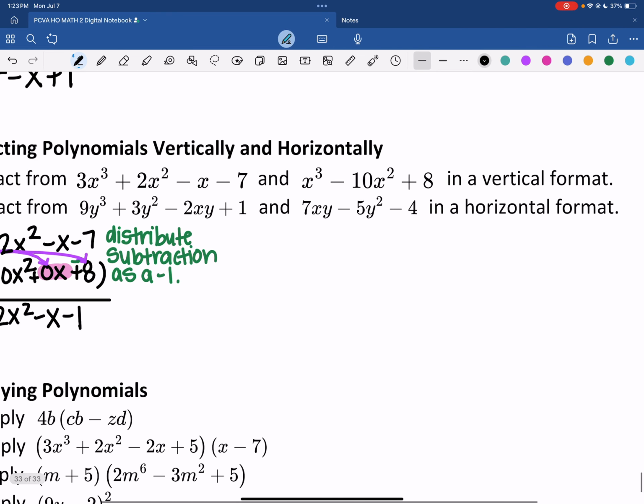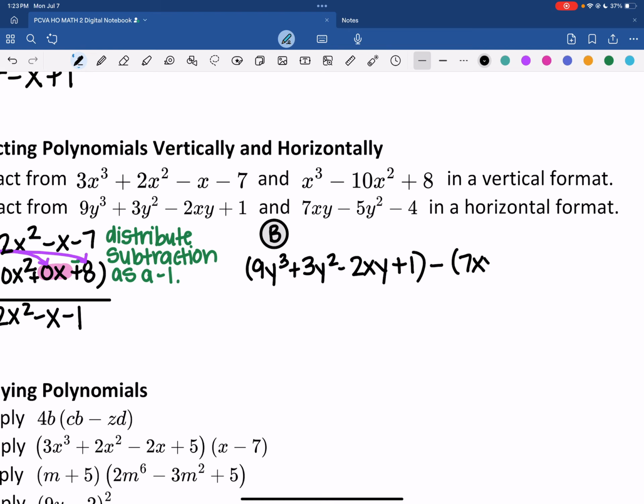Okay, the same thing would apply if we did it in a horizontal format. So if I have 9y cubed plus 3y squared minus 2xy plus y, we're going to be subtracting 7xy minus 5y squared minus 4. And again, I would distribute that negative, that subtraction sign, as a negative 1. And then that's going to make this a negative 7xy, a positive 5y squared, and a positive 4, and then just change that to addition.